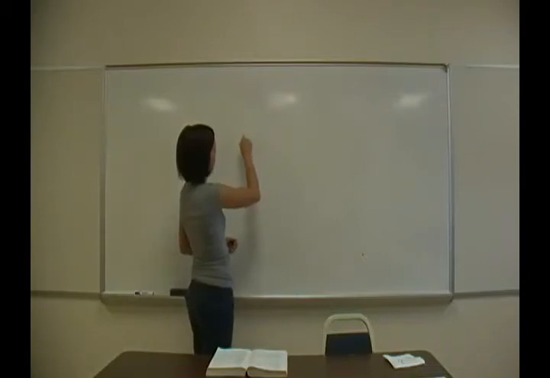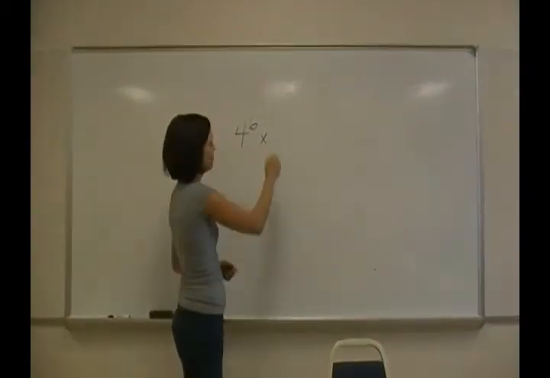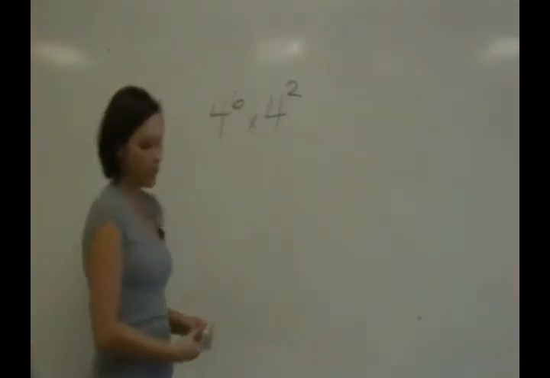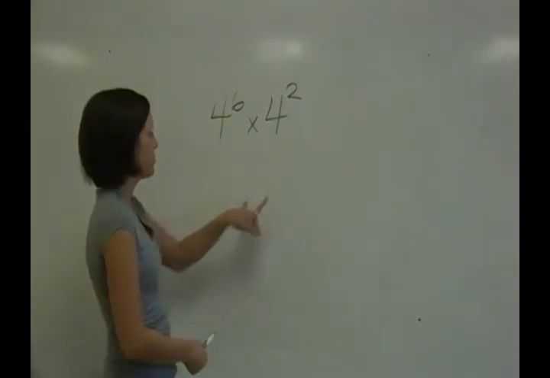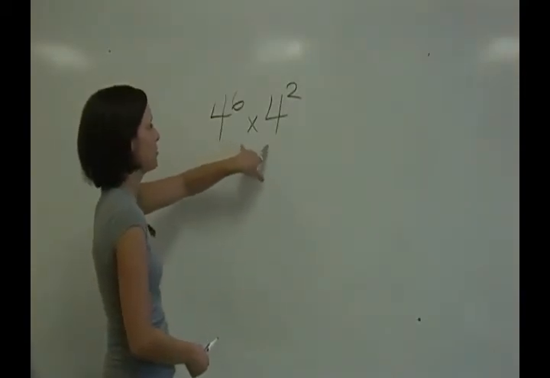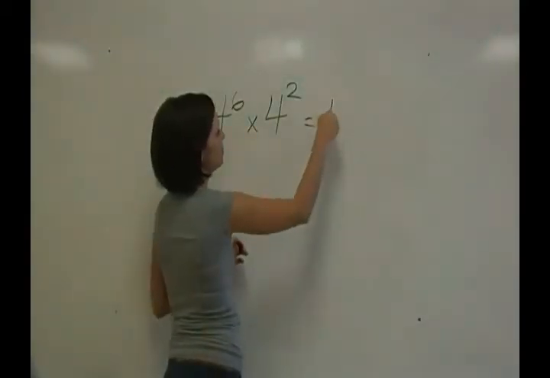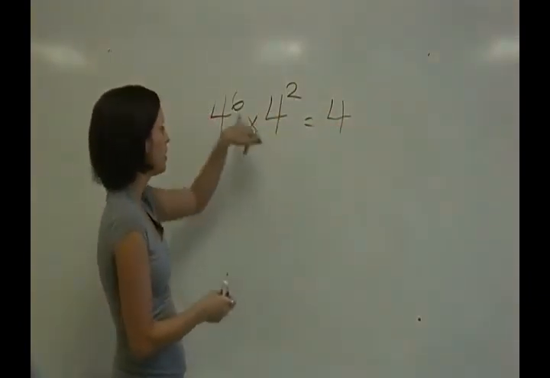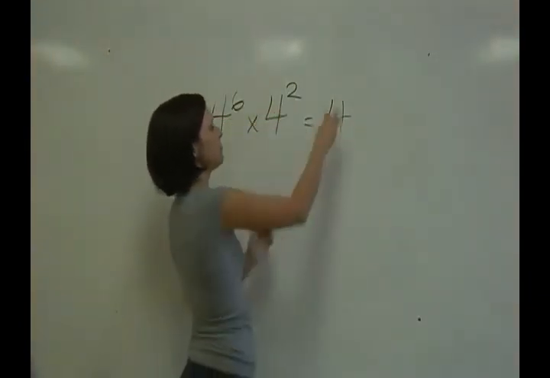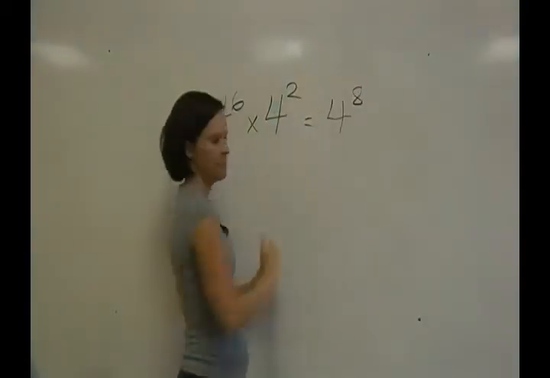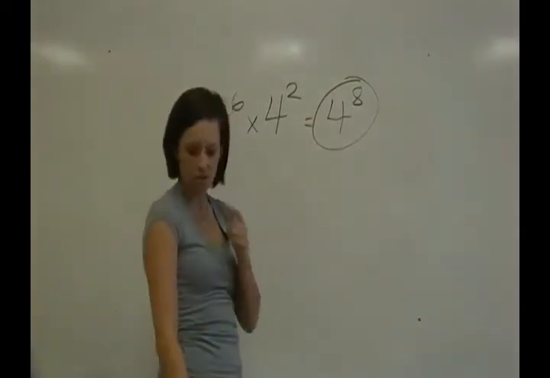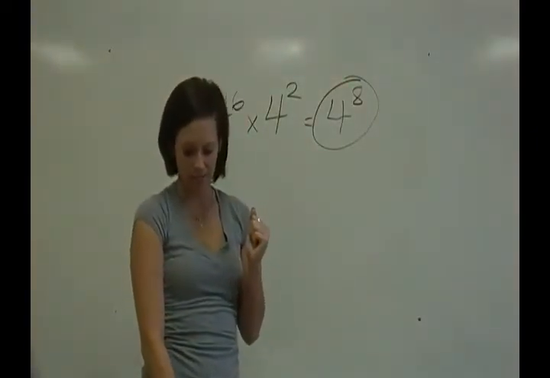So we have 4 to the 6th power multiplied by 4 to the 2nd power. Now, if we look at our laws of exponents, when you multiply, all you do is keep your base, which is 4, and you add your exponents. So 6 plus 2, so 4 to the 8th, and that's your answer. Pretty simple. So 4 to the 8th is your answer, and it's selection B.